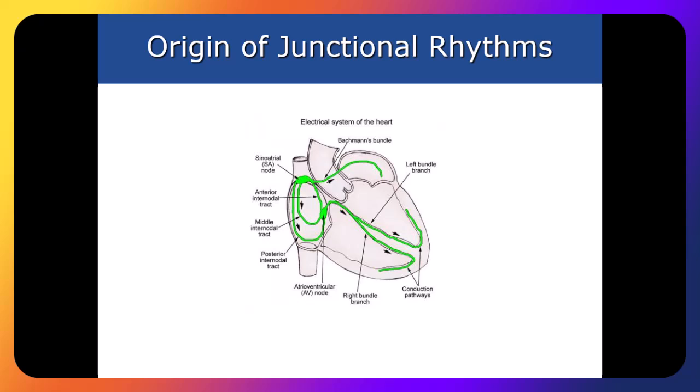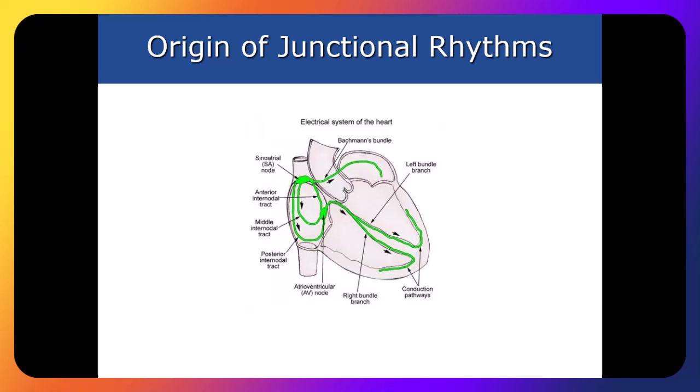So, again, when we're talking about rhythms that originate in the AV junction or the AV node, the thing I want to make sure that we start off with, the very first part of the lecture, is to clear up that there's a big difference between junctional rhythms. I like to call them junctional rhythms because it differentiates them from AV blocks.